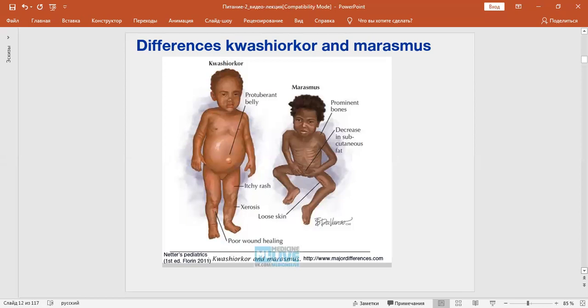These children are alert and irritable. In contrast, children with kwashiorkor are lethargic. In marasmus, children's muscles show severe wasting. And finally, children with kwashiorkor have poor appetite and need adequate amounts of proteins, while children with marasmus are voracious feeders and need adequate amounts of proteins, fats, and carbohydrates to eliminate the disease.